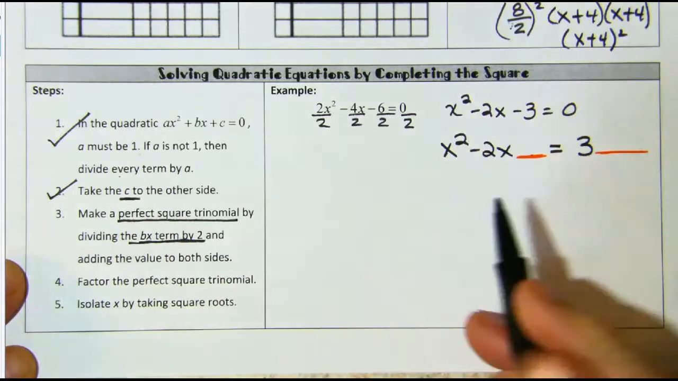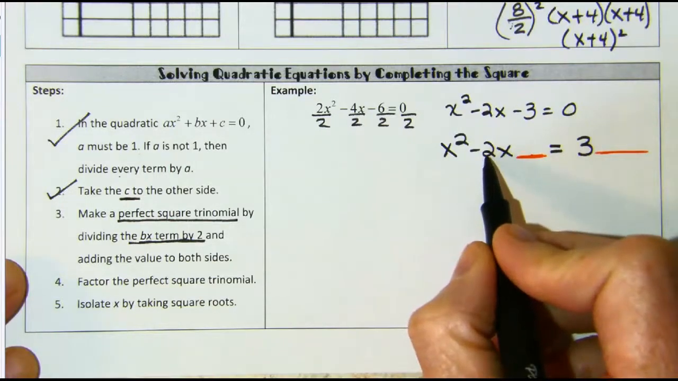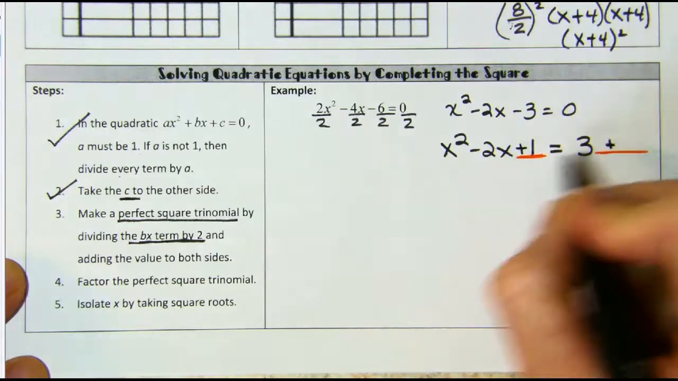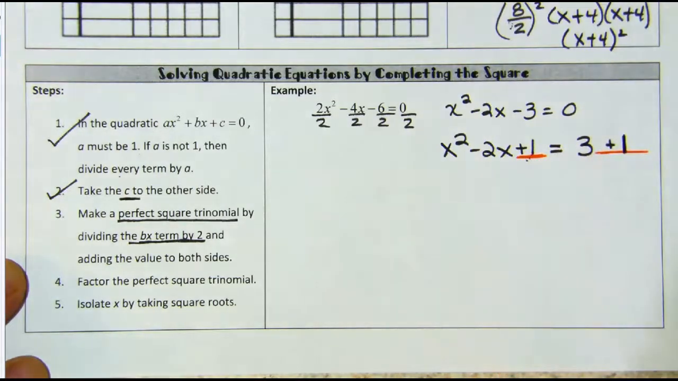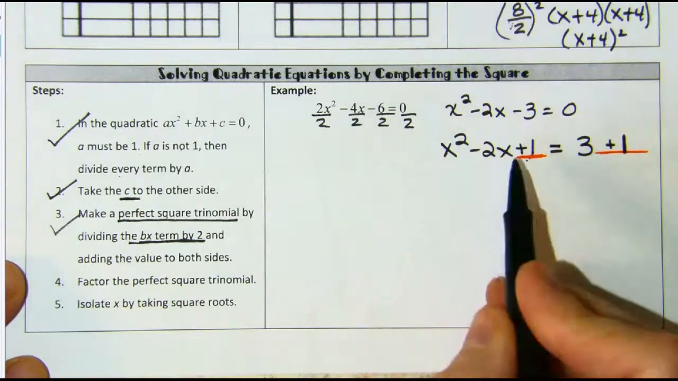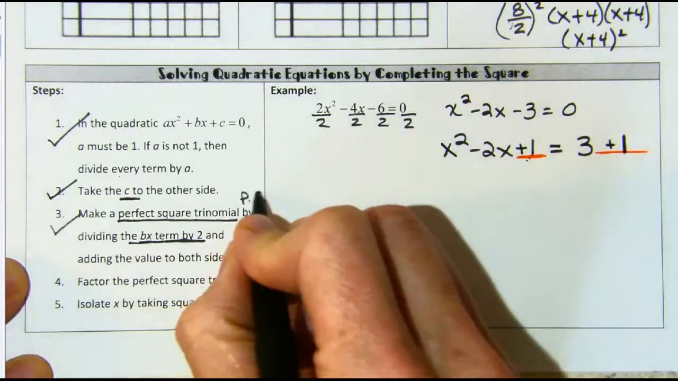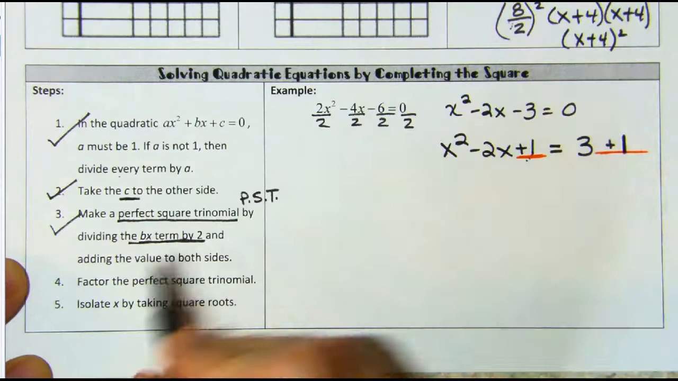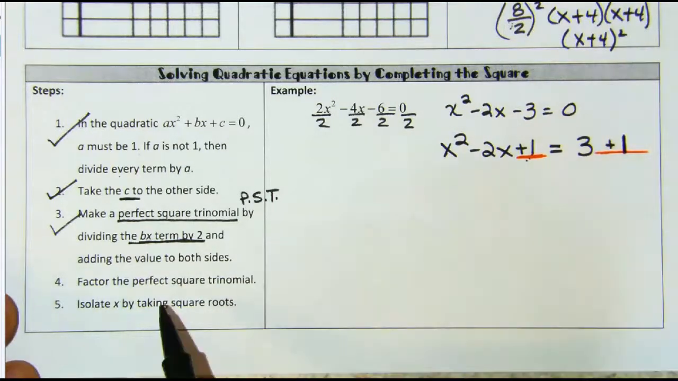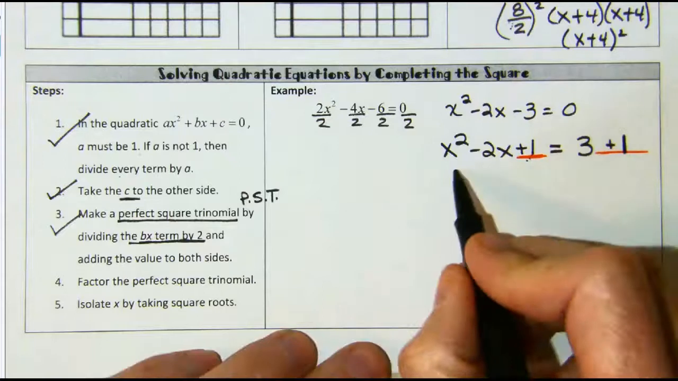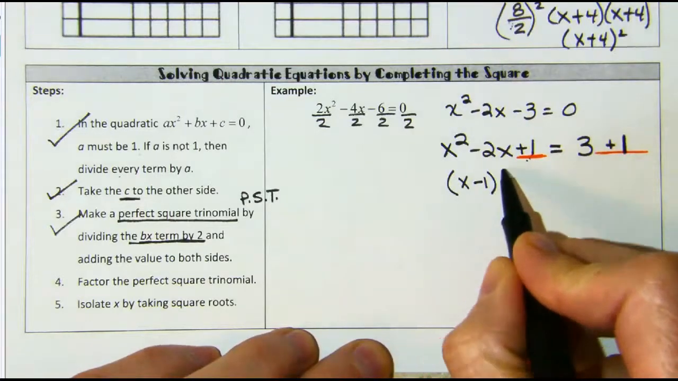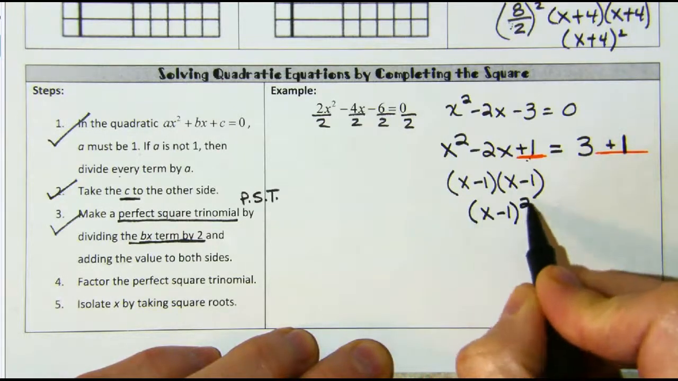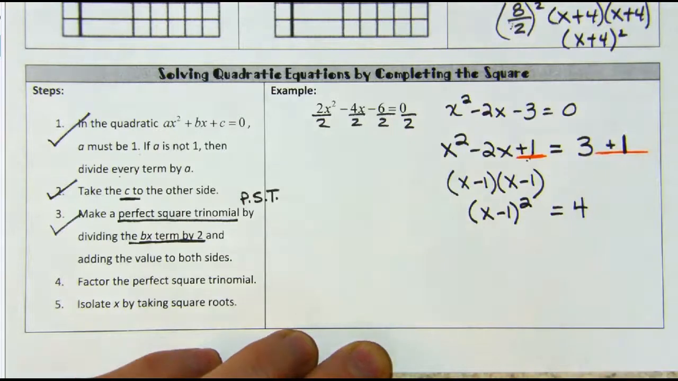So half of negative 2 is negative 1. Negative 1 squared is 1, add 1 here. If I do it to this side, I must do it to this side. So we just made a perfect square trinomial. If you see me abbreviate it PST, that's perfect square trinomial. Now, step 4 says factor the perfect square trinomial. So if I factor this, it's x minus 1 times x minus 1, and I can condense that to x minus 1 squared. The other side now equals 4.